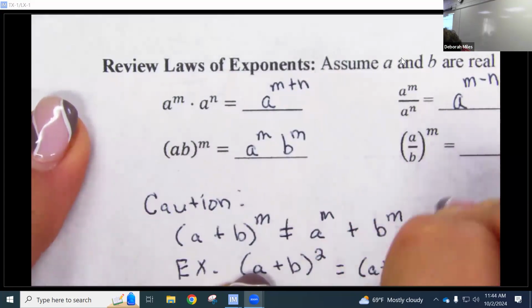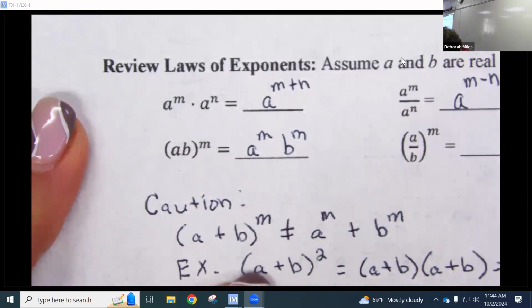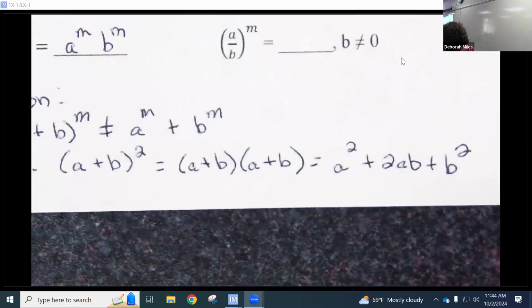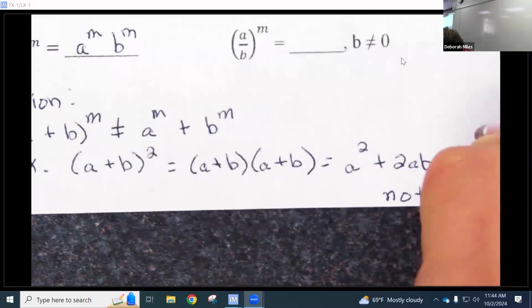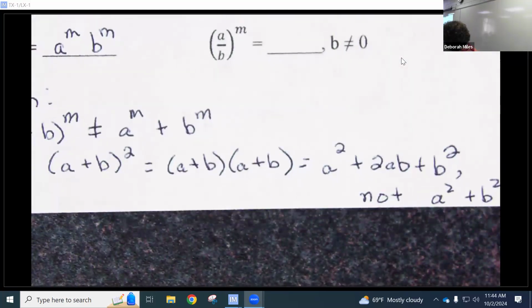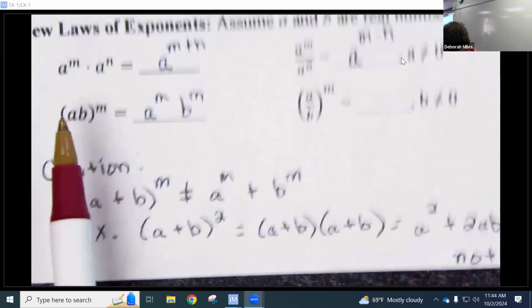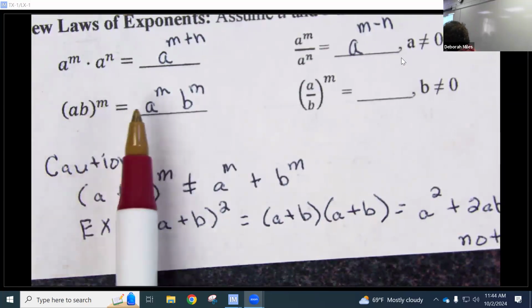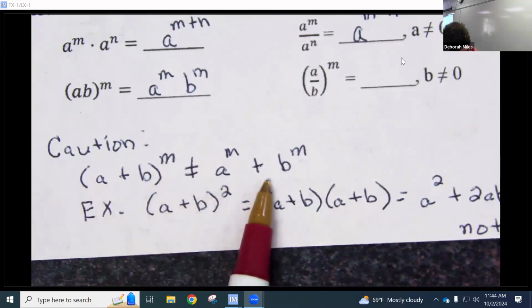(A + B) times (A + B). When you foil that out and combine like terms, you get that, not just A squared plus B squared. So the moral to this story is if you have a product to a power, you can raise each factor to the power, but when you have a sum to a power, you can't just distribute the exponent.